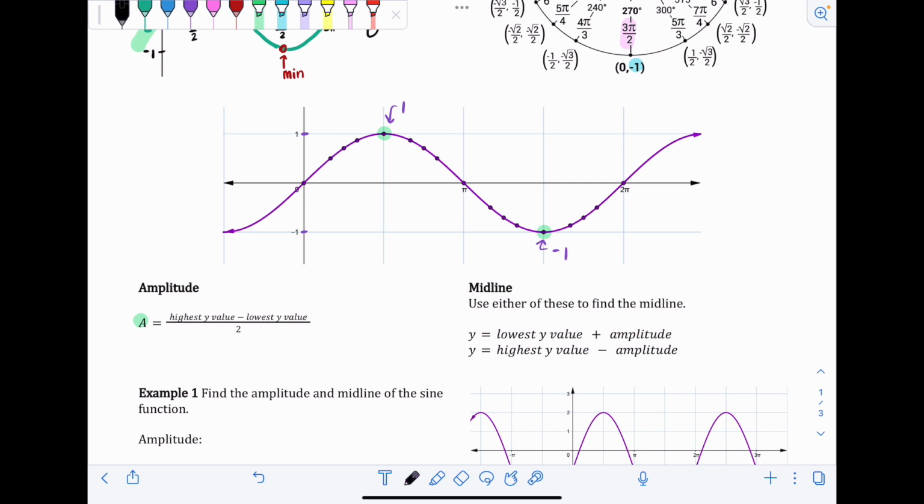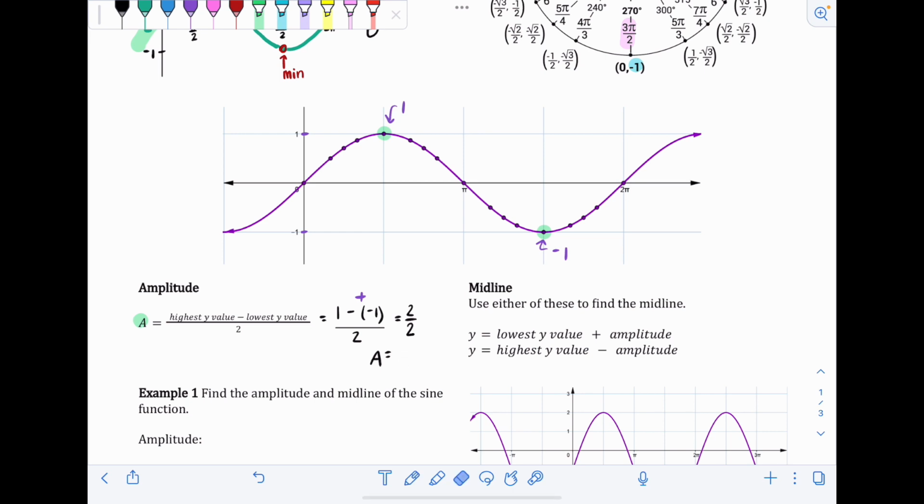So if I were to take those two values and put them into this formula, it would be the highest y value, which is 1, minus the lowest y value, which is -1, and then divide it by 2. Then 1 minus -1 turns into 1 plus 1 because you have the double negative, which is 2 over 2, and 2 over 2 simplifies to just 1. So this graph would have an amplitude of 1.